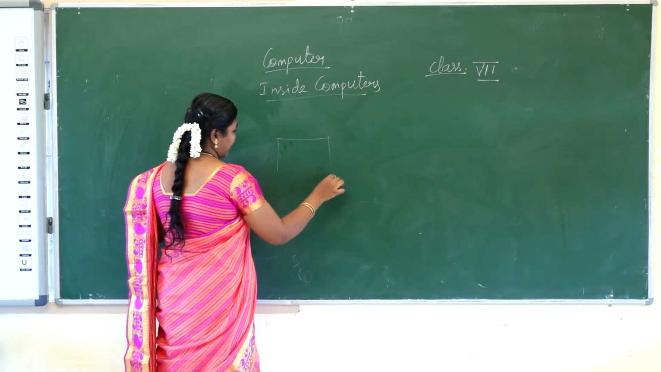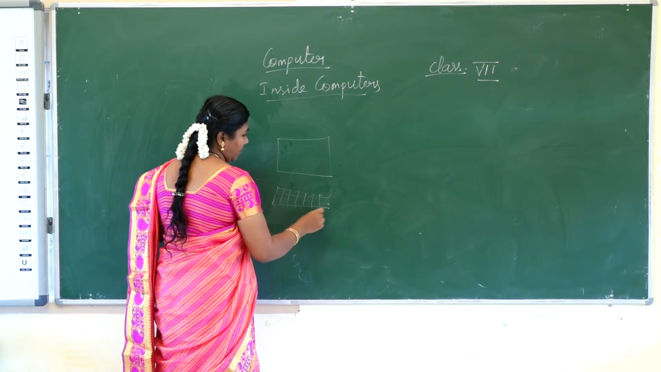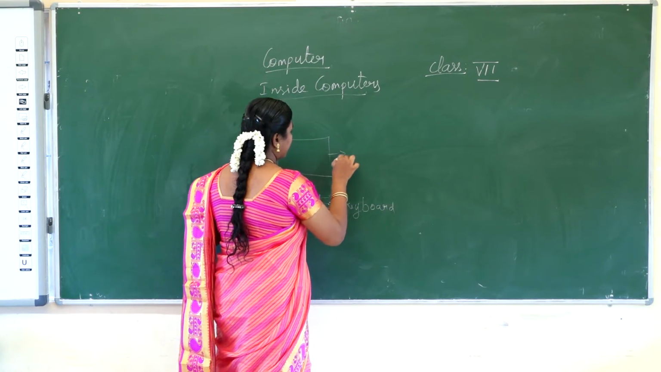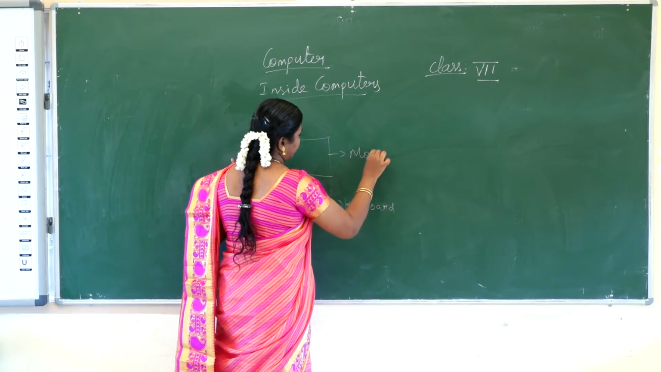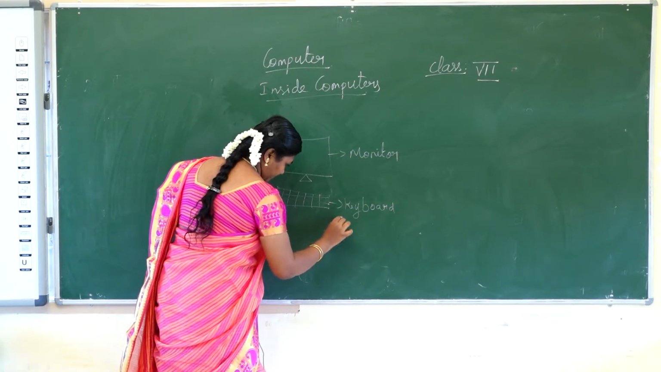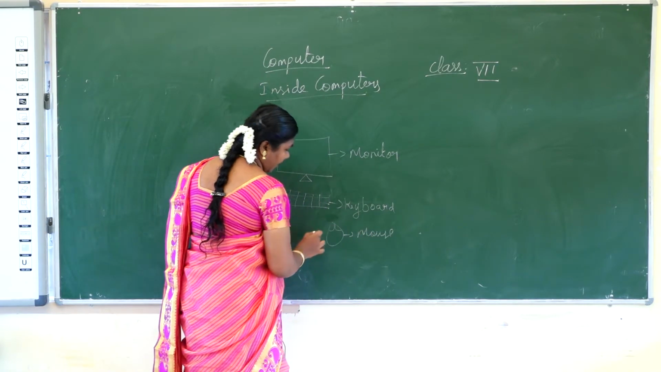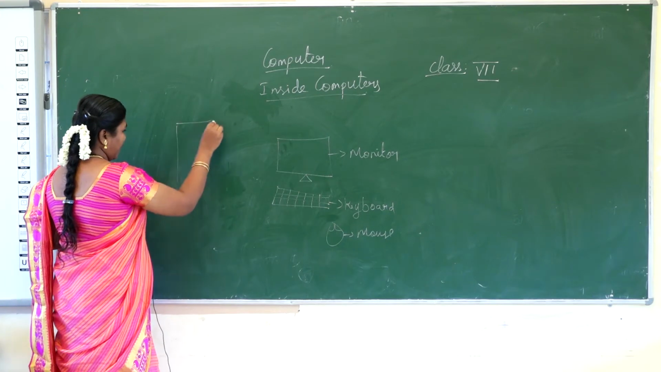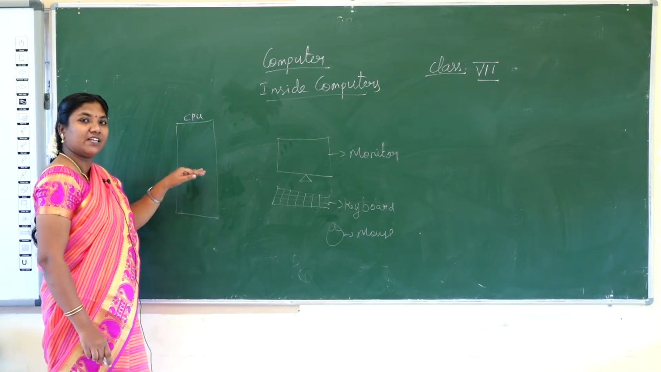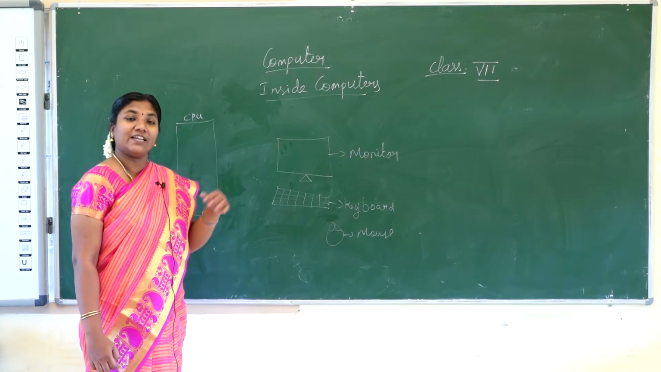So consider this is a system. So you will be having a keyboard, and this one is the monitor. And you will be having a mouse. And then you will be having a CPU, right? Inside this what will you be having? It is not seen to you. So some of the components are viewed from the outside and some of the components are inside the system.